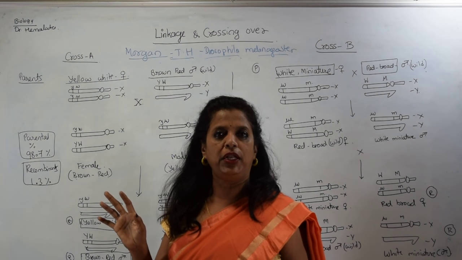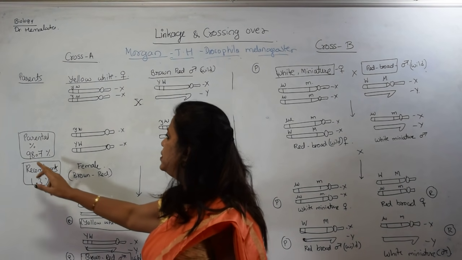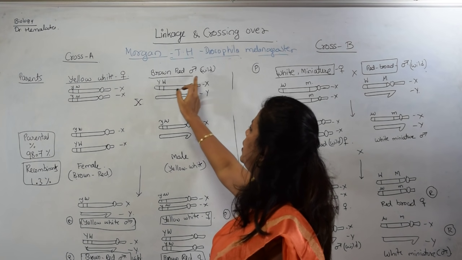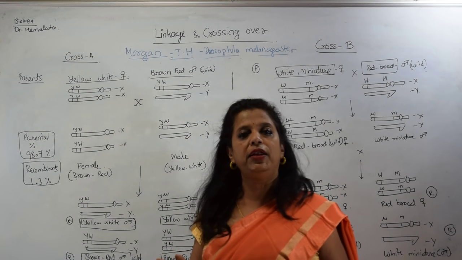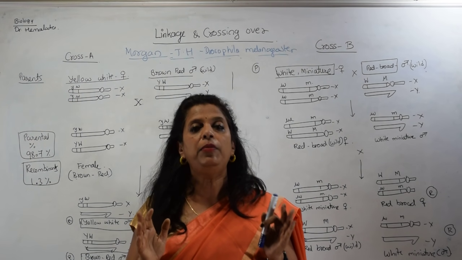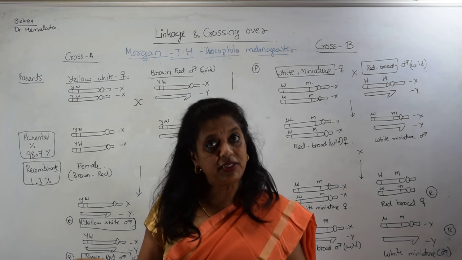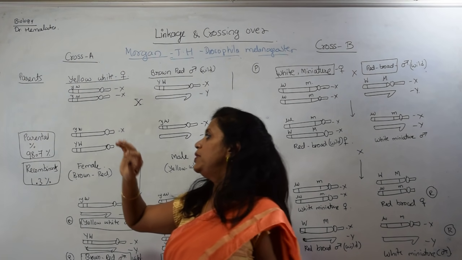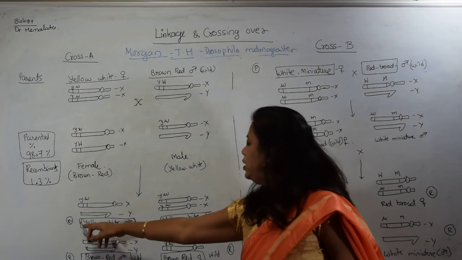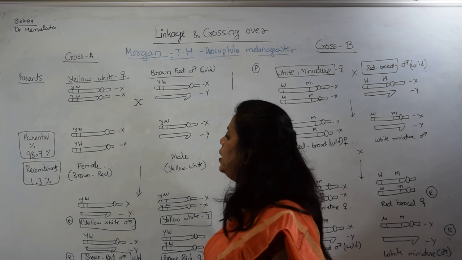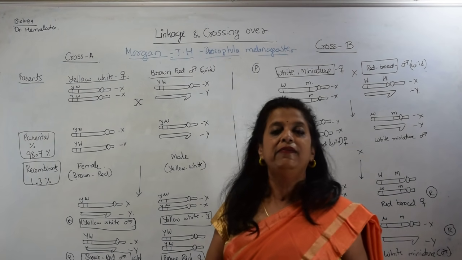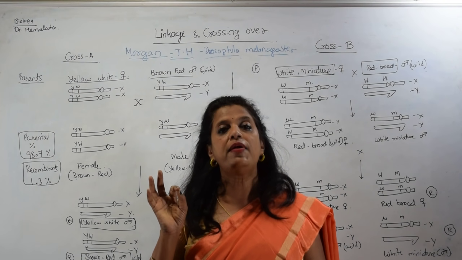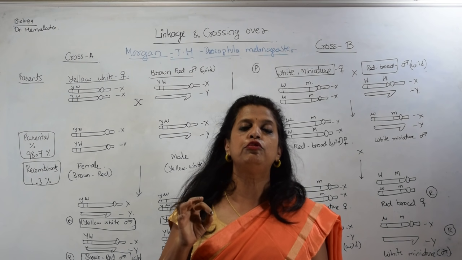98.7% are parental combinations. 98.7% parental means what? These parents, yellow and white females and brown and red males, are 98.7%, meaning in parental combinations their genes or alleles are not separated, they are together. That is 98.7%. But recombinants, I told you, there is one recombinant, there is another recombinant. The recombinants are only 1.3%. This indicates that the genes were together, they were linked, therefore recombinants are produced less.